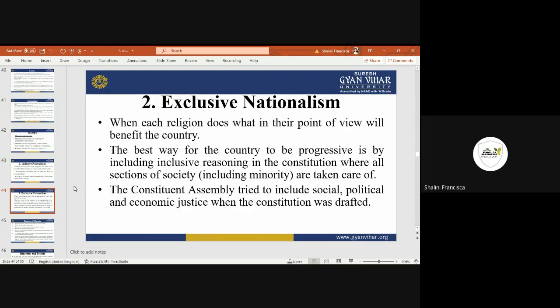The second one is inclusive nationalism. When each religion does what, in their point of view, will benefit the country. The best way for the country to be progressive is by including inclusive reasoning in the constitution, where all sections of society, including minorities, are taken care of. The Constituent Assembly tried to include social, political, and economic justice when the Constitution was drafted.